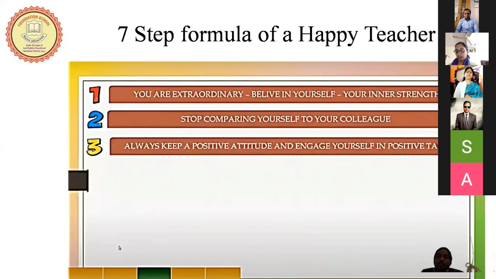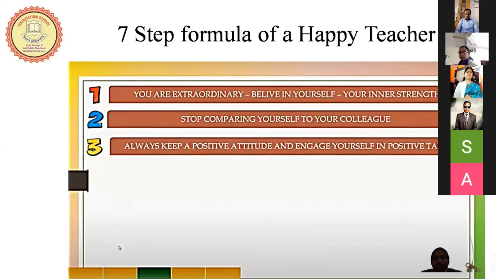Here, 7-step formula for a happy teacher. 7-step formula of a happy teacher. How can we be happy as a teacher inside the classroom?